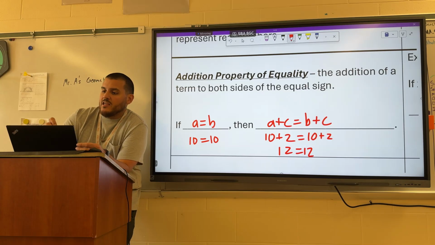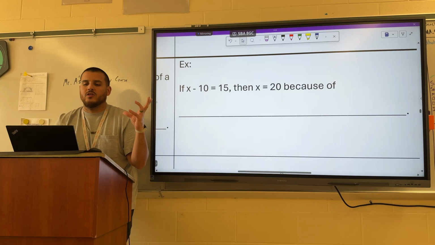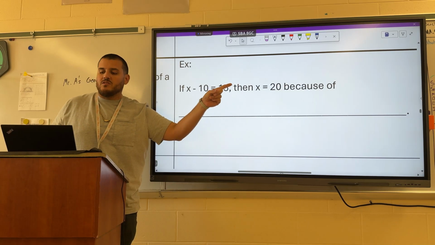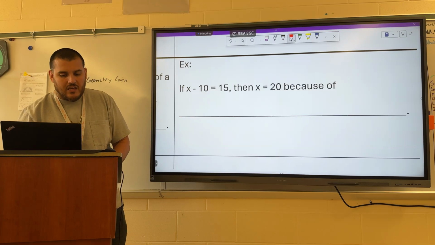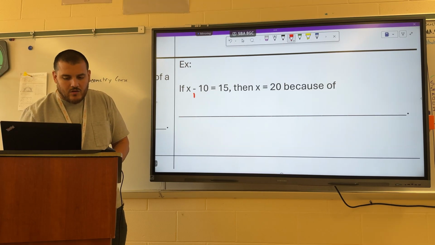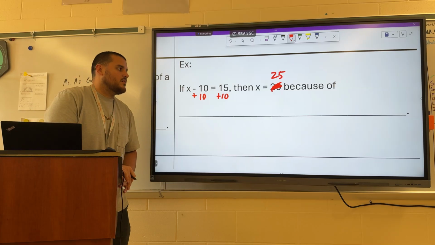All right? Here's an even better example to get you understanding. And before I actually do this, I made a little error here. This wouldn't actually be 20 in this problem. If x minus 10 equals 15, and we do the algebra here to get x alone, we would have to add 10 to both sides of the equal sign. We would actually get 25 for x. Sorry about that little error there.